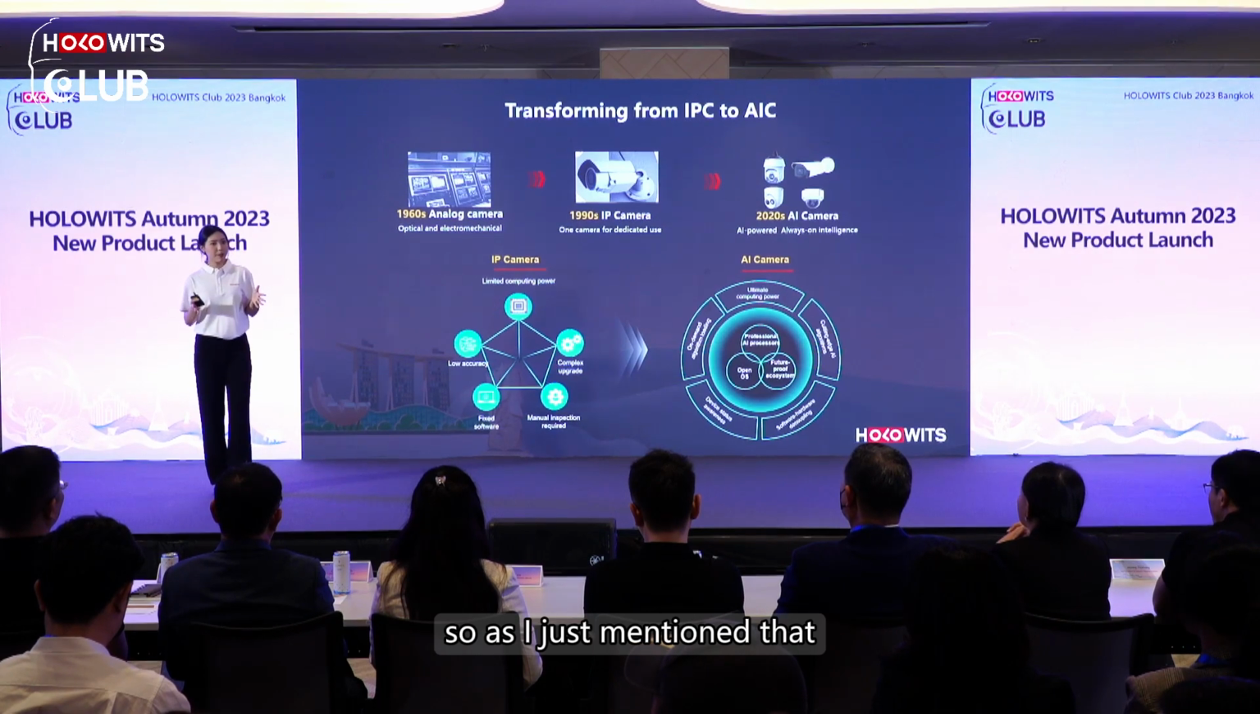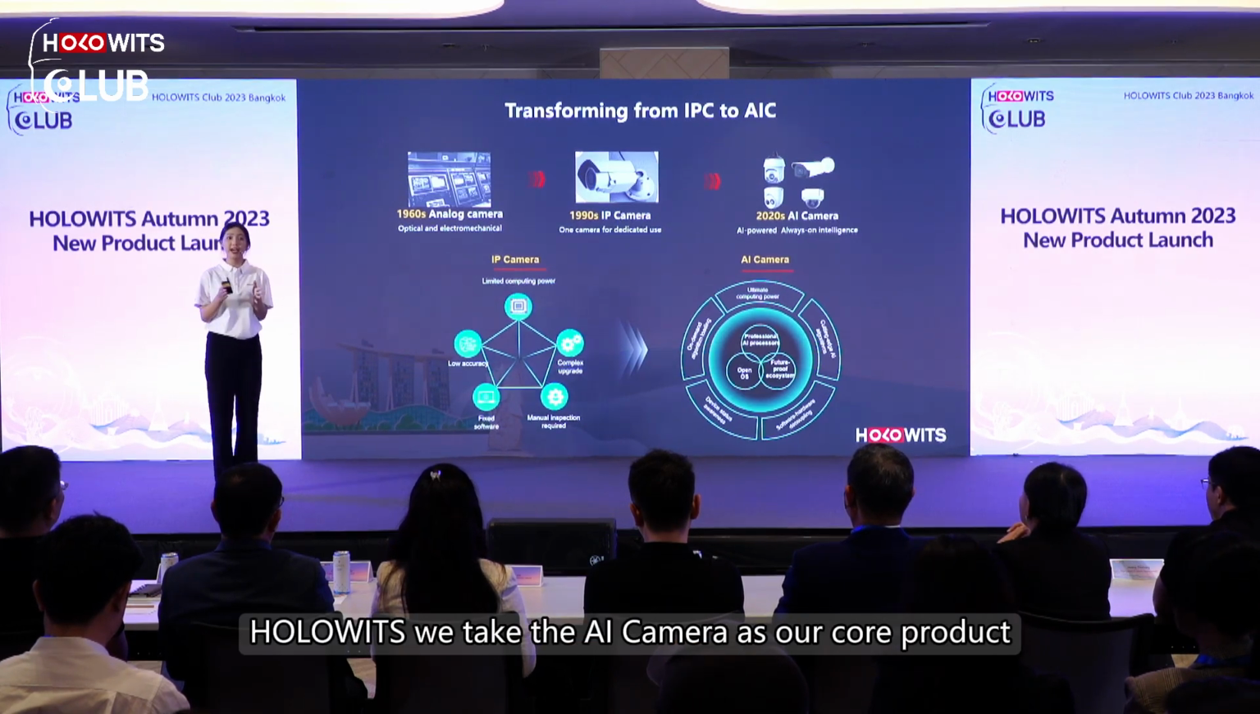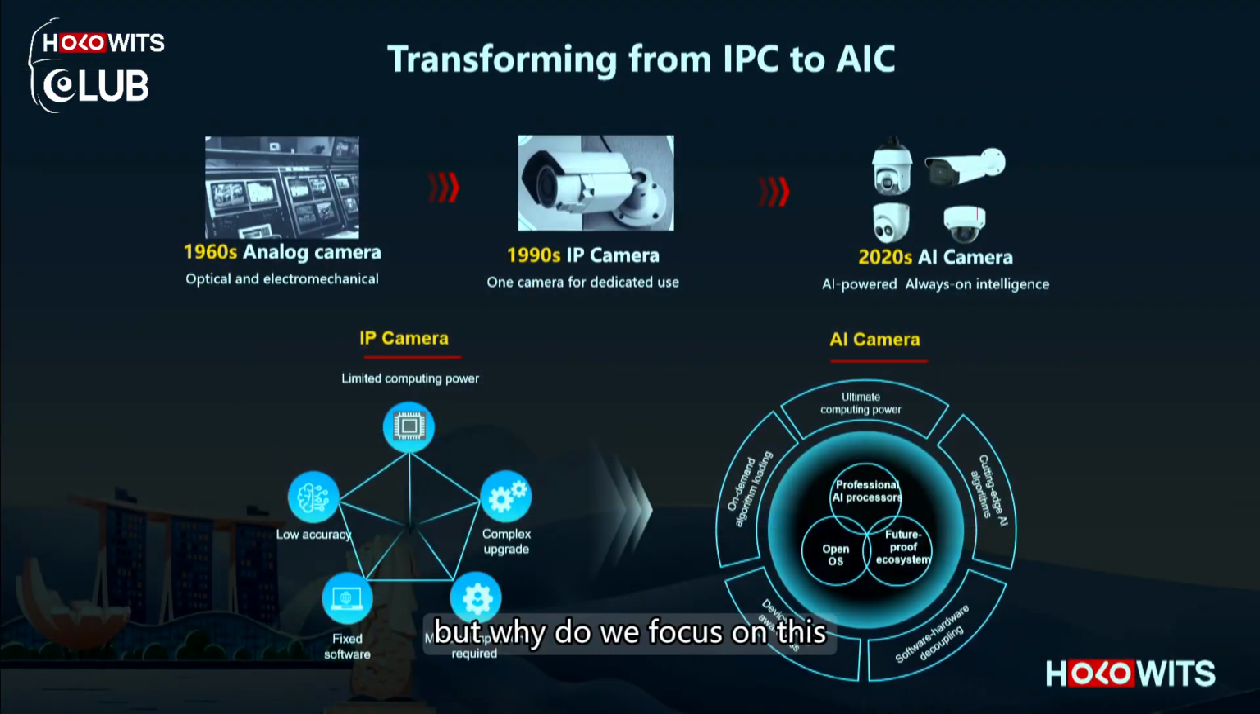As I just mentioned, we take the AI camera as our core product, but why do we focus on this? From the earliest analog camera to IPC, and now, we believe it's the generation of AI camera. But what exactly is an AI camera, and what's the difference between IPC and AIC? The traditional IPC has only limited computing power and CPU performance, which results in problems like low accuracy of the intelligence functions and difficult upgrading, and besides, the functions are fixed.